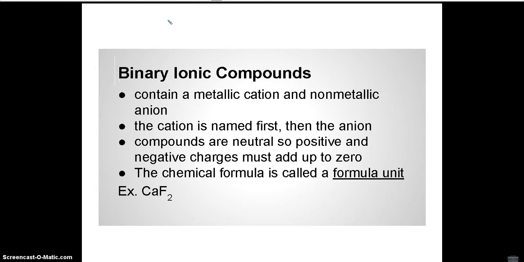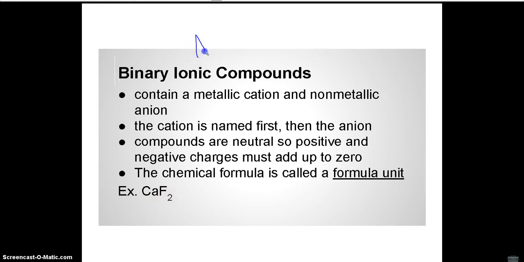Compounds are neutral, so when we put the ions together, the charges have to add up to 0, and we call this ionic chemical formula a formula unit. So if we have an example like CaF2, we name the cation first, so that's calcium. We name the anion, and remember, anions change their name to -ide, so we would call this compound calcium fluoride. Now, we do not use prefixes in ionic names.